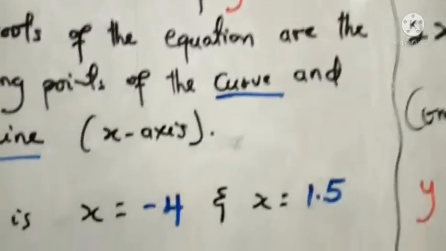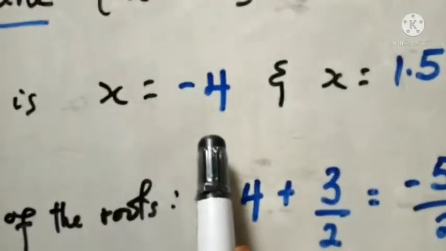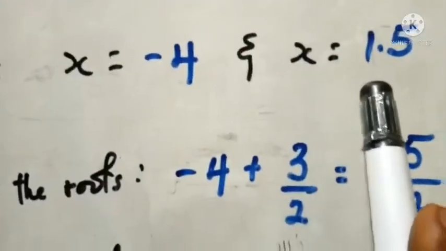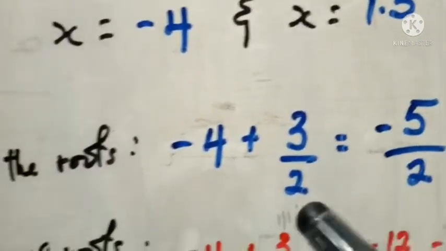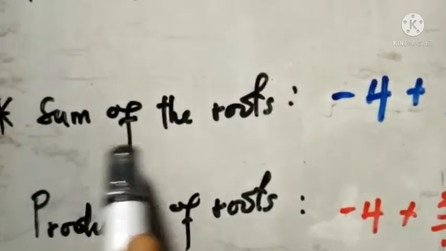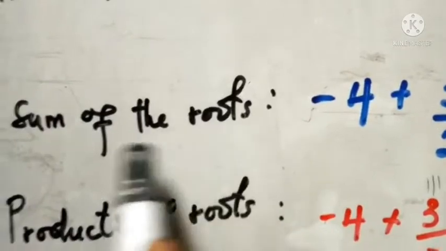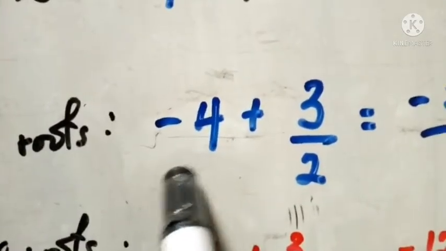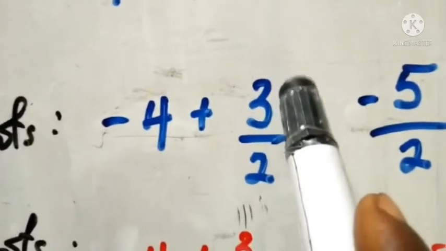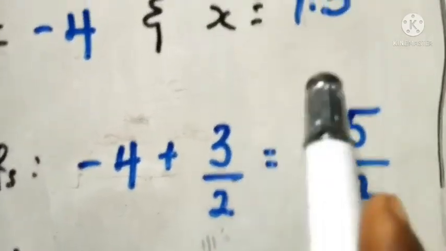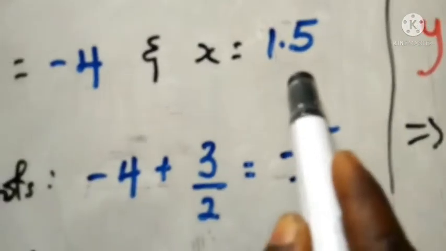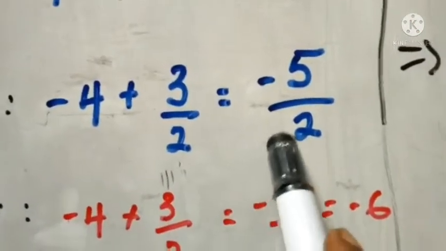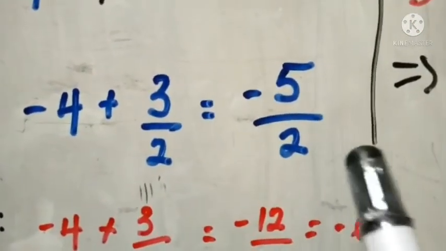Now that we know the roots of the equation, that is negative 4 as well as 1.5, which is 3 over 2, you need to find the sum of the roots. So the roots are negative 4 plus 3 over 2. So 3 over 2 is just the 1.5 that we are having here. If you add these two, you are going to get negative 5 over 2.